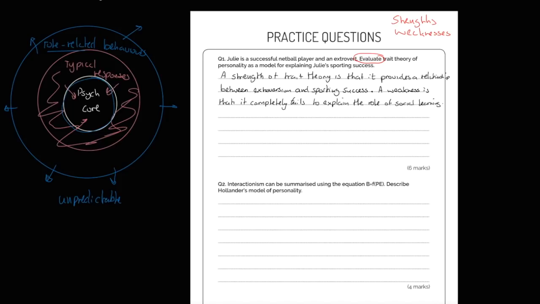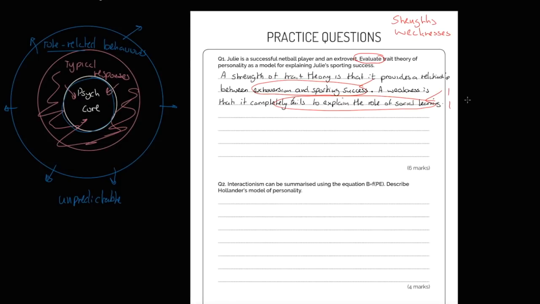First answer going in. You can pause this, including on the live stream, if you need to and take your time. If you're on demand, pause it, have a read, and then hit play again when we're ready to go. A strength of trait theory, so I'm straight away in the evaluative mode. I'm not bothering with an introduction, I'm straight into evaluation. A strength is that it provides a relationship between extroversion and sporting success. So it seems to make a link between the two. That's helpful. A weakness is that it completely fails to explain the role of social learning.